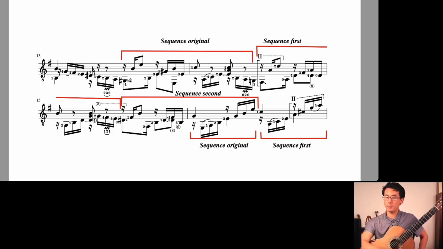So the melody is both in the bass and the treble, in both voices. But just to illustrate, I'll play the melody because you'll probably hear the sequence more. Then down. And then down again.